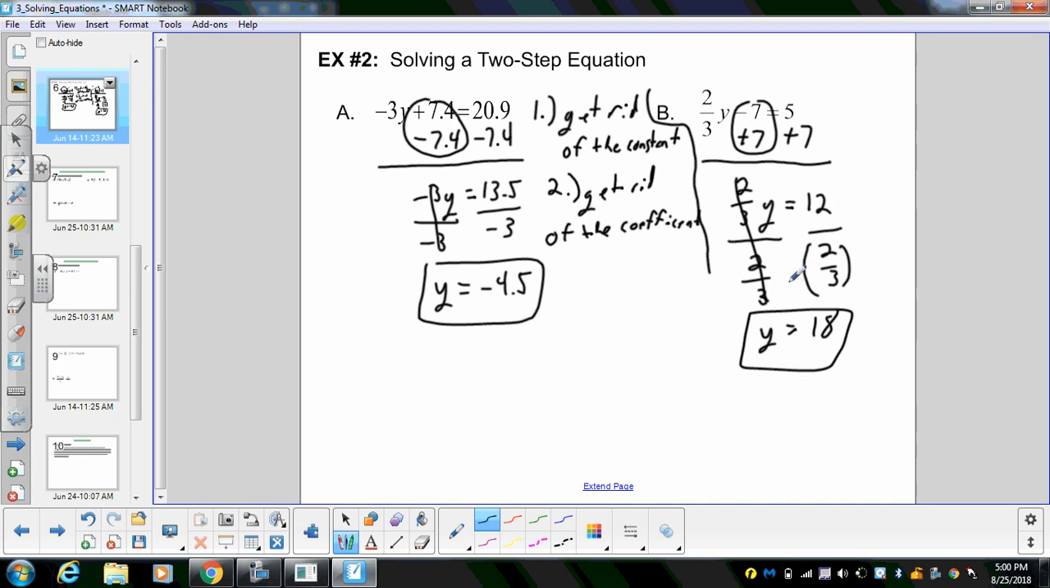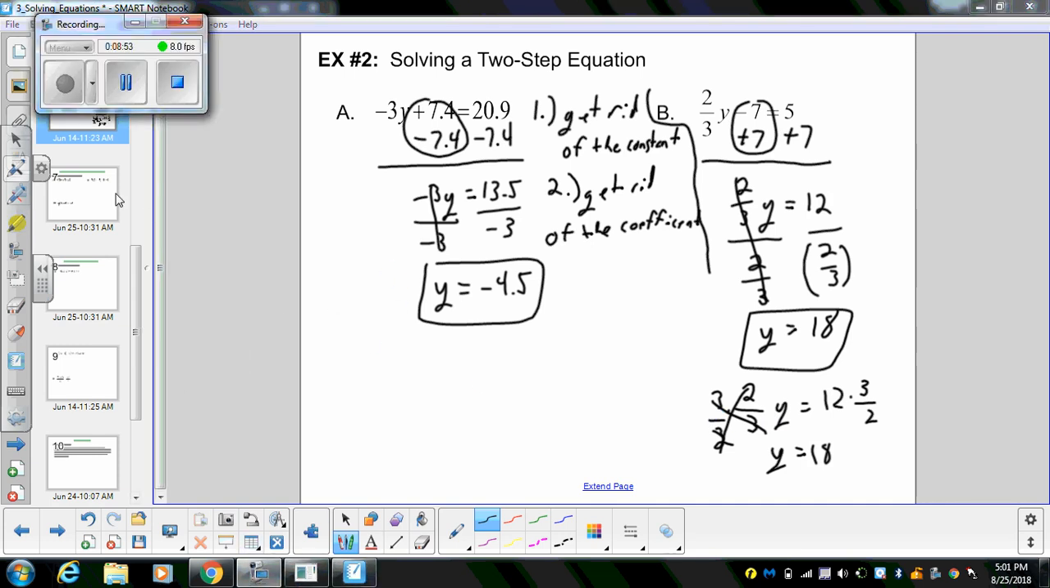You could have also multiplied by the reciprocal, which in this case you could have taken 2/3 y equals 12 and multiplied both sides by 3 over 2. Those cancel, so you get y. And then you would see this was 36 over 2, which is half of 36, is 18. So either way it works. It just depends on which one you're more comfortable with. Alright, so let's move on to the next one.